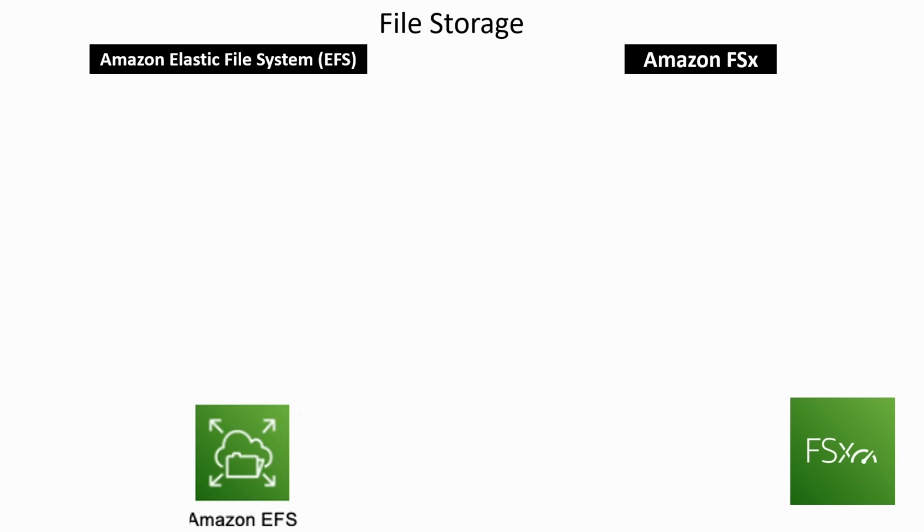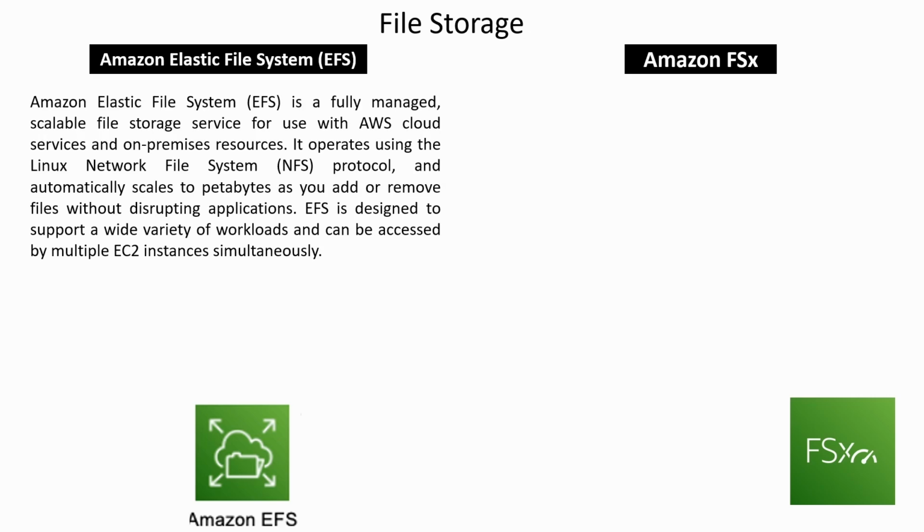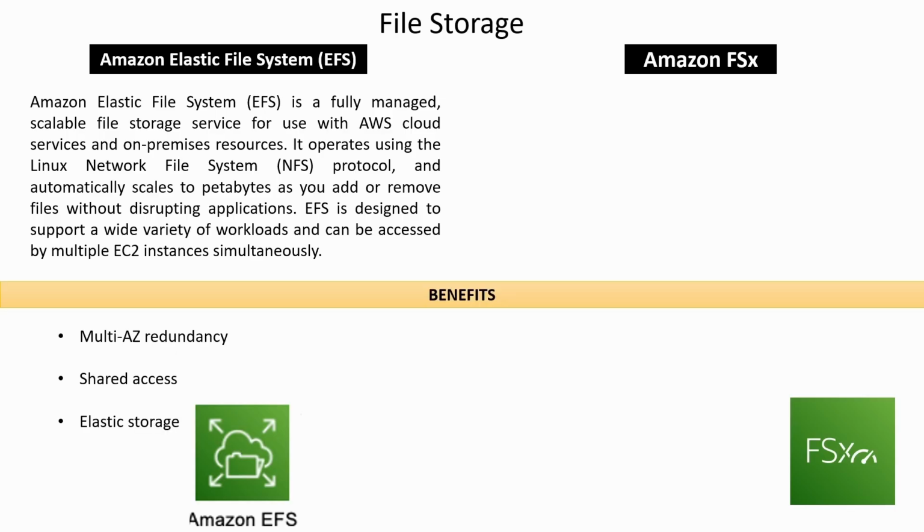It just works. Amazon EFS is a fully managed, scalable file storage service for use with AWS Cloud services and on-premises resources. It operates using the Linux Network File System protocol and automatically scales to petabytes as you add or remove files without disrupting applications. EFS is designed to support a wide variety of workloads and can be accessed by multiple EC2 instances simultaneously. Amazon EFS benefits include multi-AZ redundancy, shared access, and elastic storage.